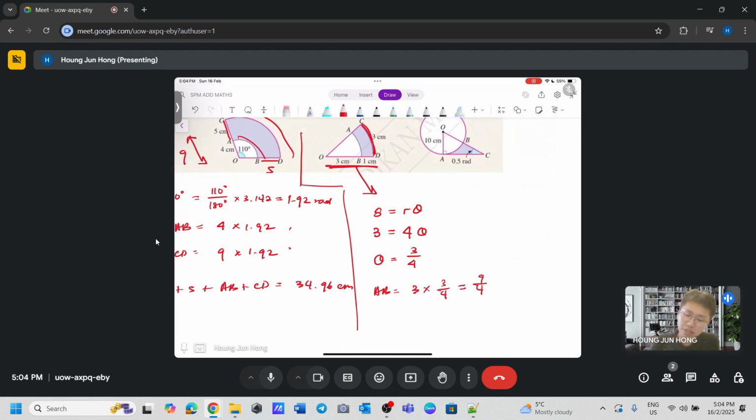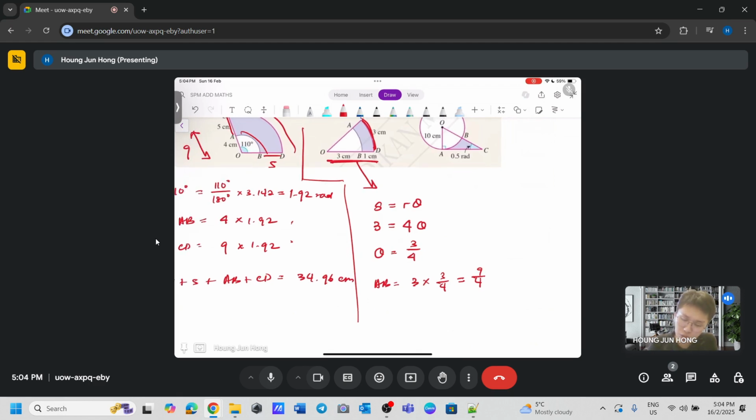Essentially, you just have to put everything together. Once again, it should be very simple: 1 cm plus 1 cm, the two sides over here, plus 3 cm already given to you. You don't even need to calculate again. And finally, 9 over 4. That should get 7.25 cm. That's it.